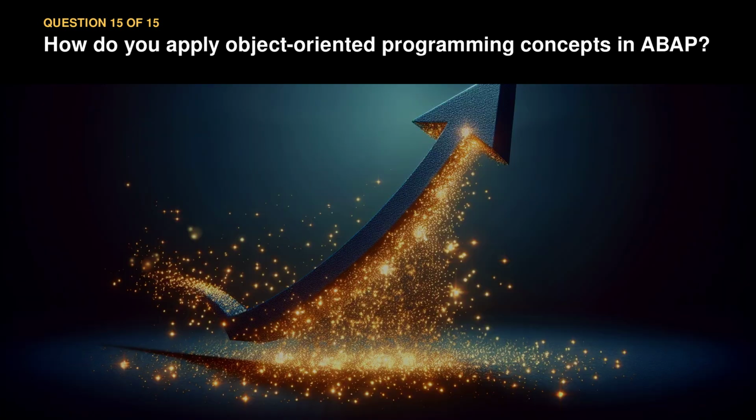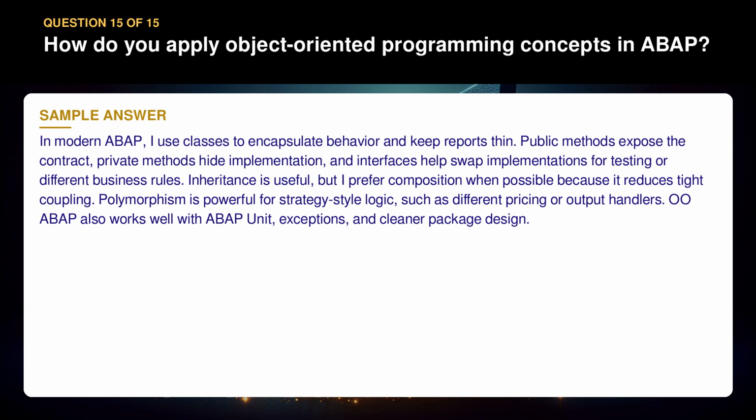Question 15. How do you apply object-oriented programming concepts in ABAP? In modern ABAP, I use classes to encapsulate behavior and keep reports thin. Public methods expose the contract, private methods hide implementation, and interfaces help swap implementations for testing or different business rules. Inheritance is useful, but I prefer composition when possible because it reduces tight coupling. Polymorphism is powerful for strategy-style logic, such as different pricing or output handlers. ABAP also works well with ABAP Unit, exceptions, and cleaner package design.